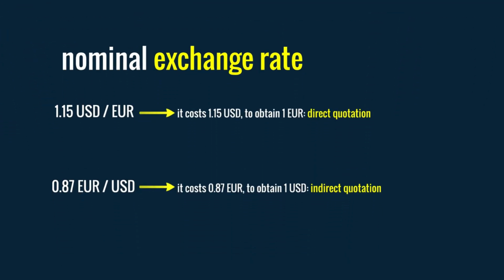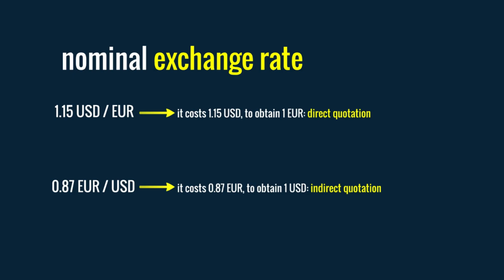The nominal exchange rate represents the value at which currencies are exchanged, without adjusting for price level differences. Price-related adjustments, however, are part of the real exchange rate, which we'll cover shortly. Within nominal exchange rates, we differentiate between direct quotation and indirect quotation. To understand these, we first need to define our domestic currency and our foreign currency. In our example, the euro is our domestic currency, while the US dollar represents the foreign currency.